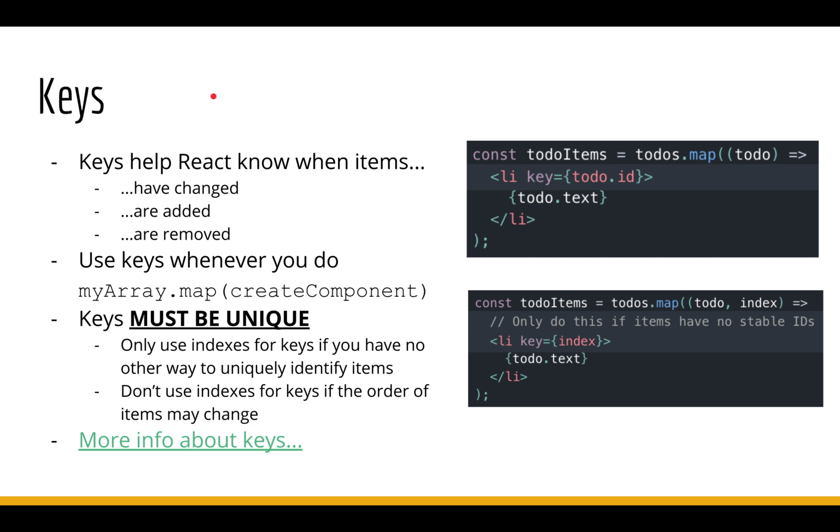Keys help React know when items have changed, are added, or are removed. So essentially, keys are how React is able to identify all these li items from each other, because to React, it gets kind of confusing when it sees that you have a bunch of LIs that are rendered at the same time at the same level. It doesn't really know how to identify individual LI components from each other, and because of that, it has a hard time when it's trying to monitor for changes.